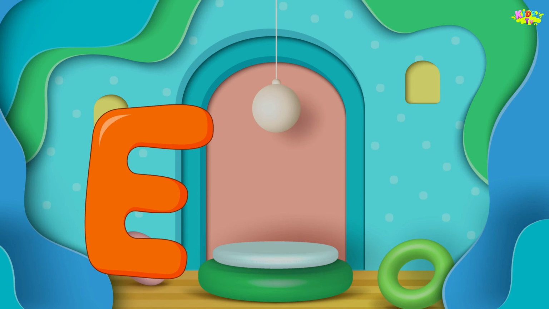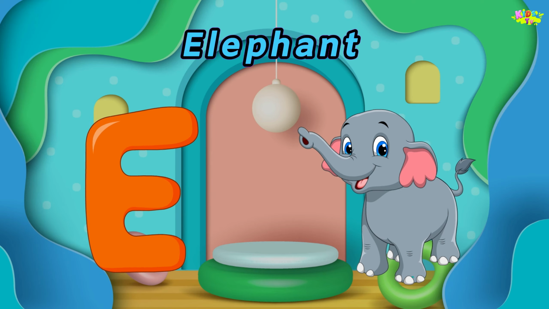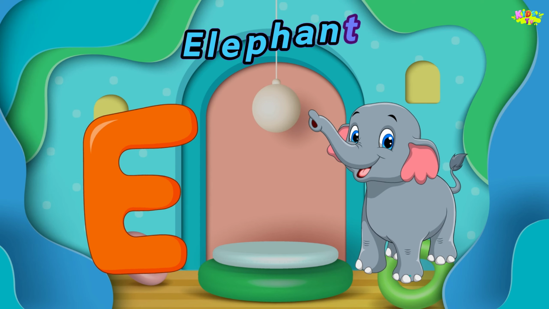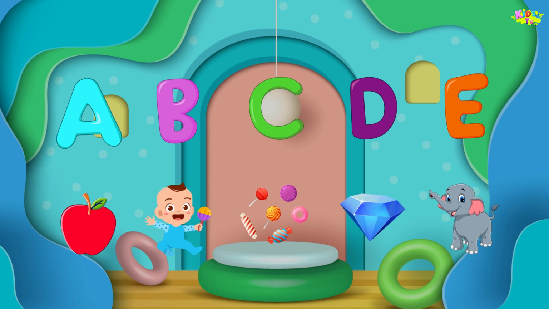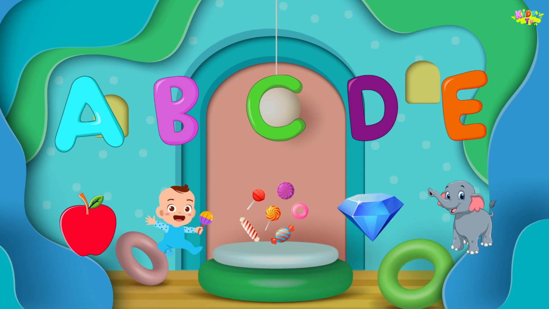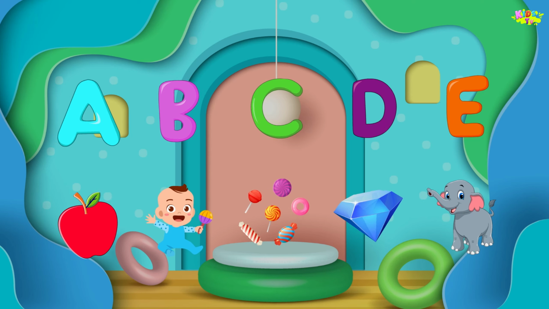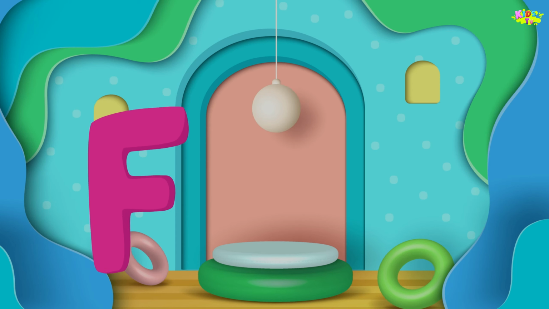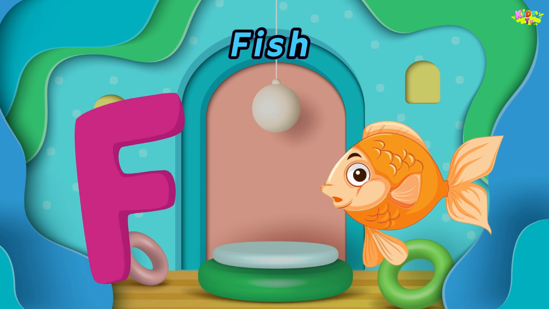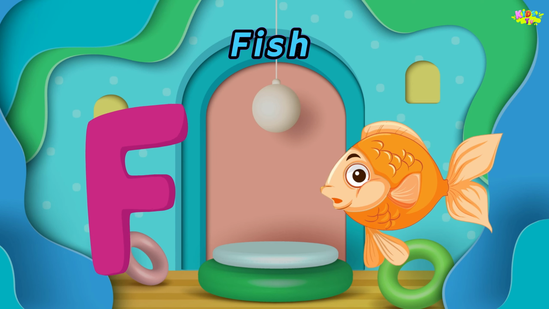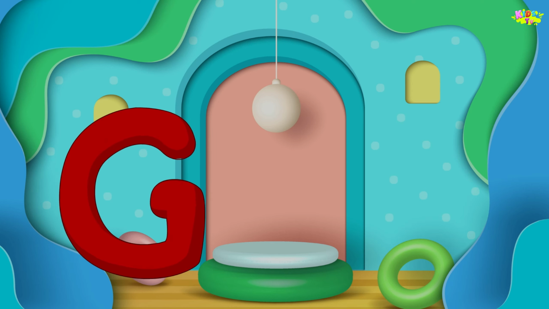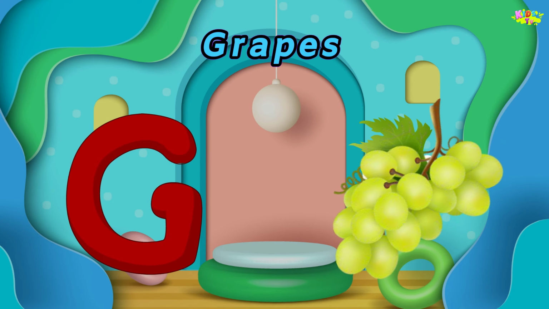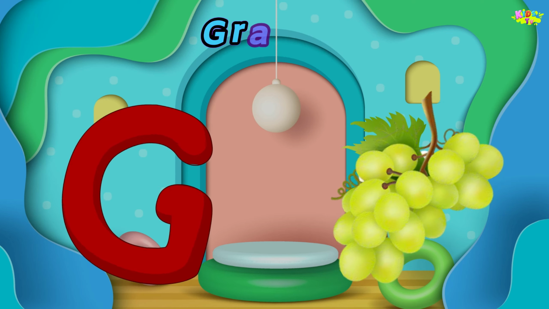E is for elephant, elephant, elephant, E, elephant. F is for fish, fish, fish, F, fish. G is for grapes, grapes, grapes, G, grapes.